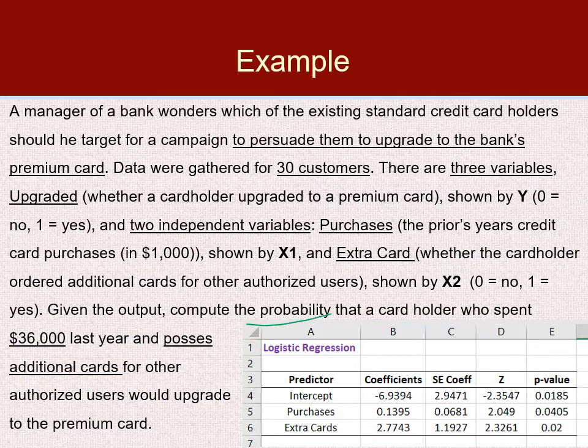So here we are looking for the probability of upgrading, which basically means the dependent variable, remember the Y here, which would be 0, no, 1, yes. So we have to find the probability that Y equals 1, meaning the person would upgrade. How should we do that? Well, in the table given here, we have all the information that we need. In the first column, we have the description. The first one is the intercept. Then we have the purchase variable, which is X1. And then we have extra card, which is X2.